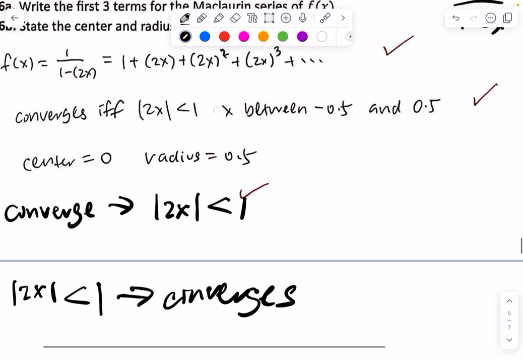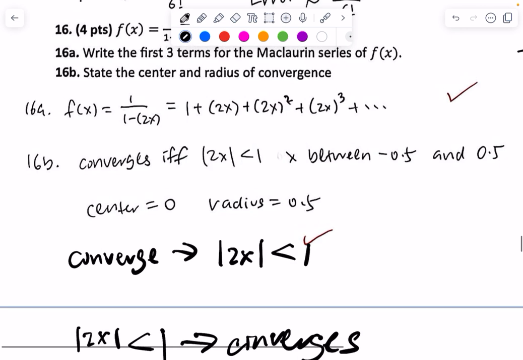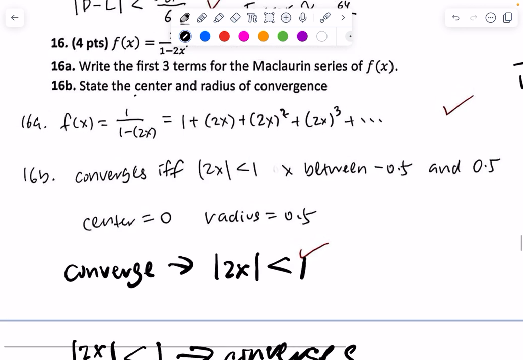So x has to be between negative 0.5 and 0.5. And in this case, it was nice. It didn't ask you to test the endpoints because all you need to do is find the center and radius. So center is 0, radius is 0.5.